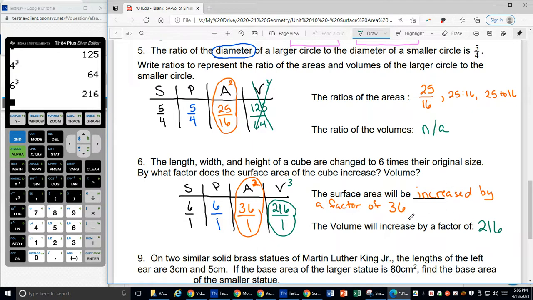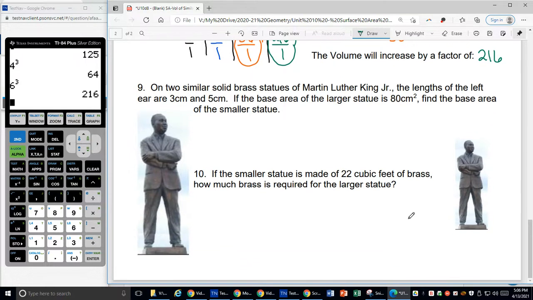Okay? When we come back, we'll look at these last two problems that go with looking at the surface areas and the volumes of three-dimensional statues. All right, so come on back for this application problem in the last video.